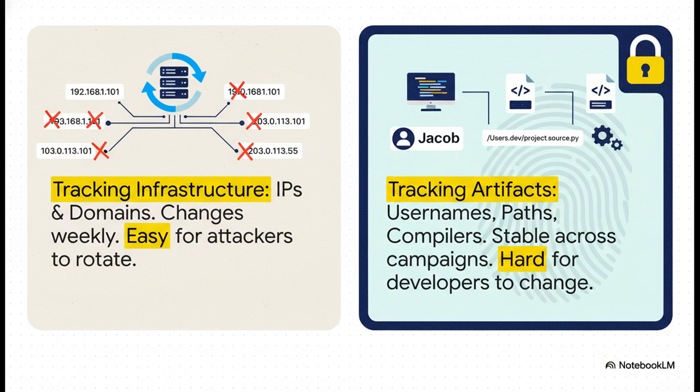It's trivial for them. But these build artifacts, the username Jacob, those specific file paths, that compiler version, that's different. That's part of the developer's core workflow, their environment. To change all of that is much, much harder. It's their digital fingerprint, and it's a lot harder to change than a server IP.